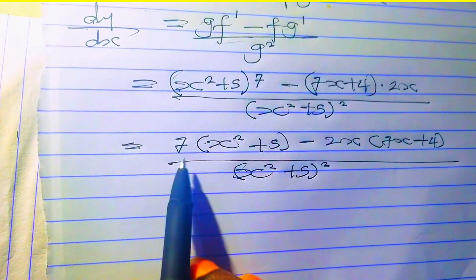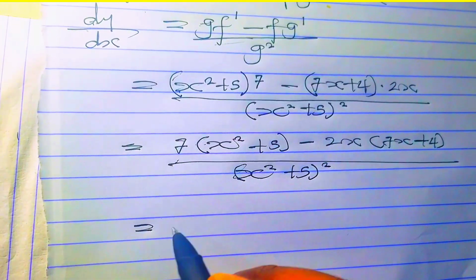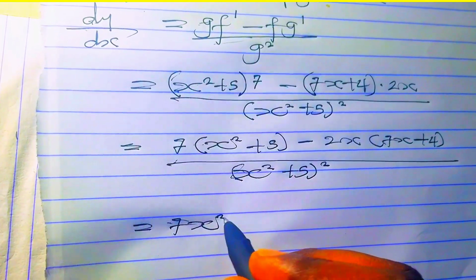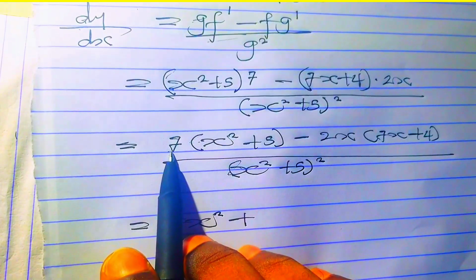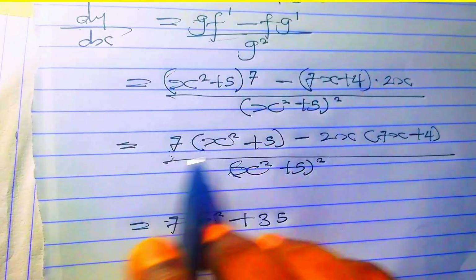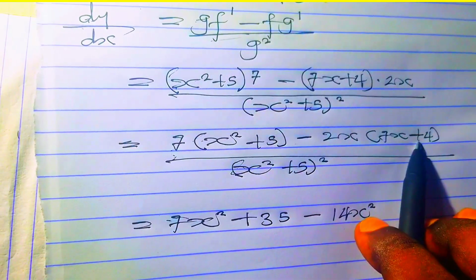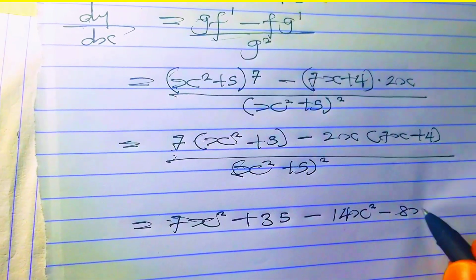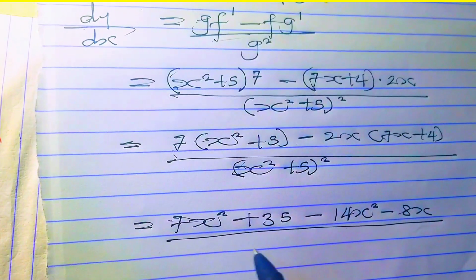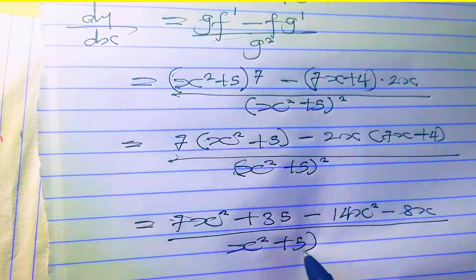And then subsequently we open up the bracket. This one gives us 7x squared plus, we distribute this 7 over the content of the bracket, that's 35, minus 14x squared. And then minus times plus here, that's minus 8x, that's 2x times 4. Everything over x squared plus 5 squared.